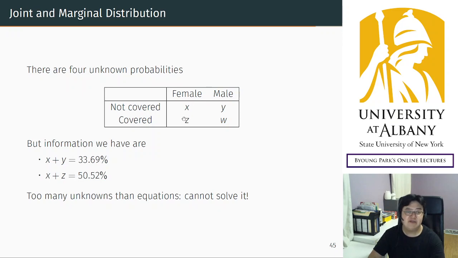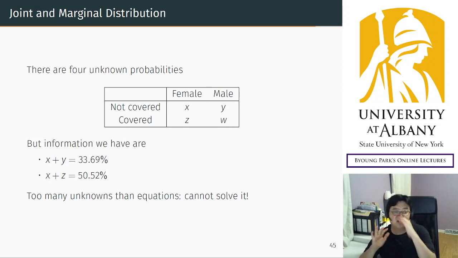And similarly, if you know the probability of female, then the probability of male is automatically known, right? 100% minus the female probability is the male probability. So the probability of male and the probability of the covered do not provide additional information to solve for those unknowns. We have 4 unknowns but only 2 equations, so we cannot solve it.